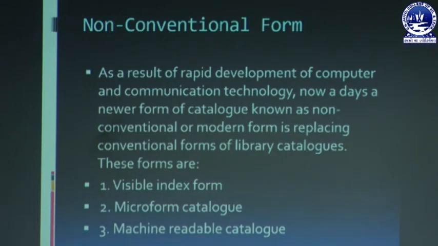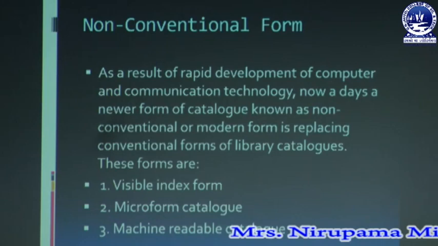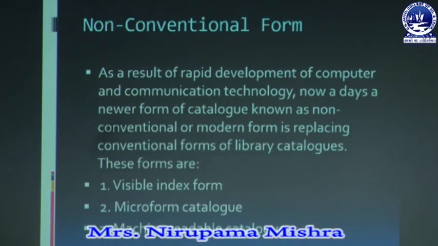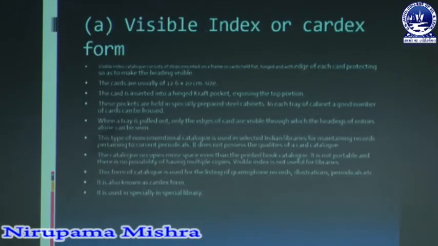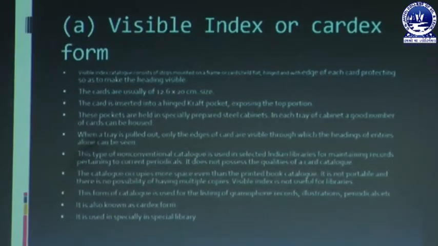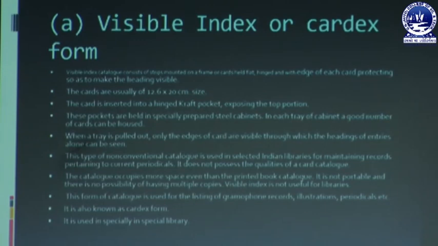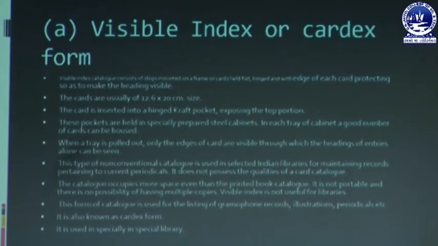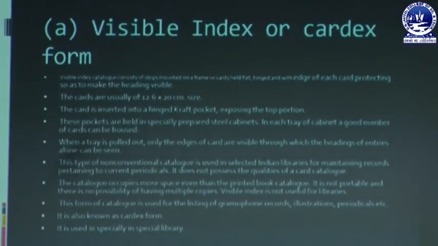Actually, there are basically three forms of the non-conventional catalog. One is the visible index form, another is microform, and the third is the machine readable catalog form. Visible index, or Kardex, it is known as the Kardex. Actually it is the card which can be accessed through the portability of the heading in the visibility. This is like your card catalog, and it is kept in a pocket.